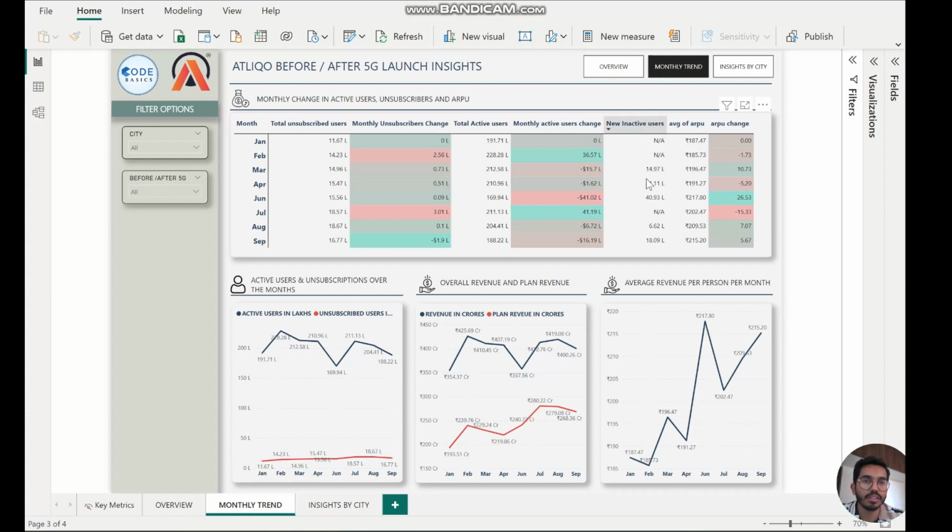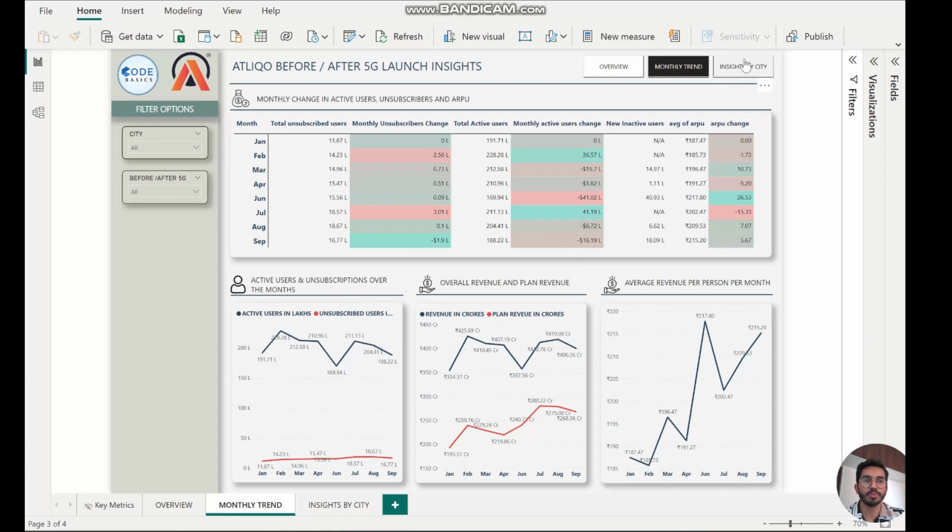And this is another metric, or you can say a calculated column, which indicates the new inactive users. Which is basically indicating that in June we got like 40.93 lakhs inactive users, because during that same period we had only 0.09 lakhs of unsubscribers that actually left the company or the service, but the rest of them actually stayed with the company, maybe if they plan to go back and get active, or get unsubscribed. But during that month we had the highest amount of inactive users, and I think most of the inactive users were accounted from the city of Mumbai.